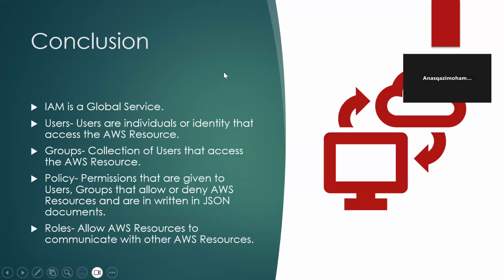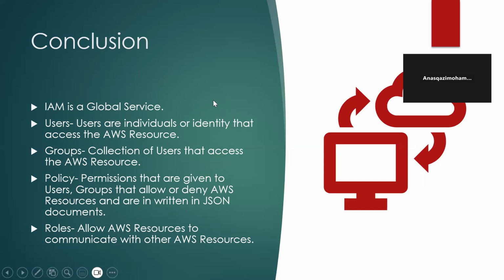Moving on, what we have learned is that IAM is a global service. It is a free service provided by AWS. It comprises users, groups, policies, as well as roles. Users are individuals or identities that access AWS resources. Groups are a collection of users and they inherit the permissions of the group, though they also have individual permissions. Nested groups are not allowed in AWS, and an individual user can be assigned to multiple groups.